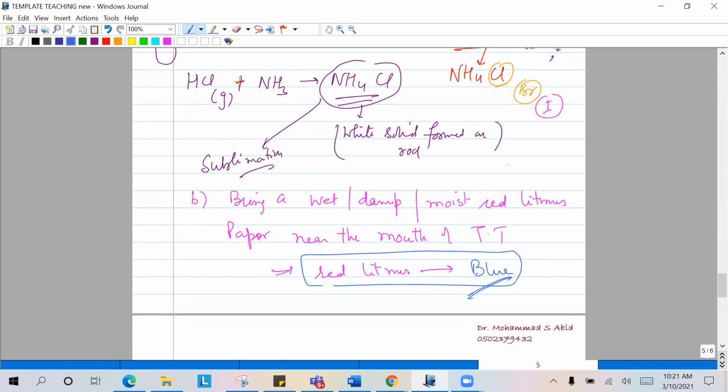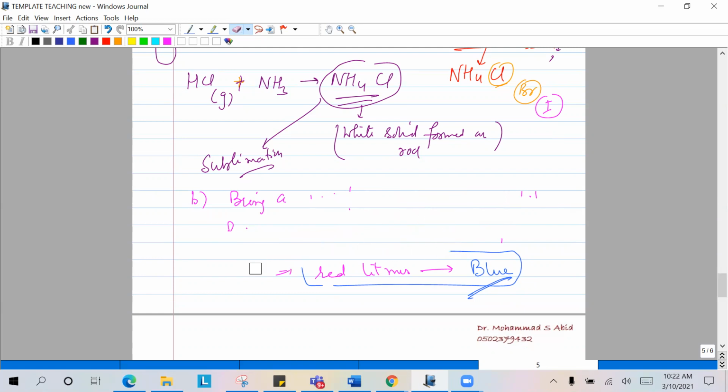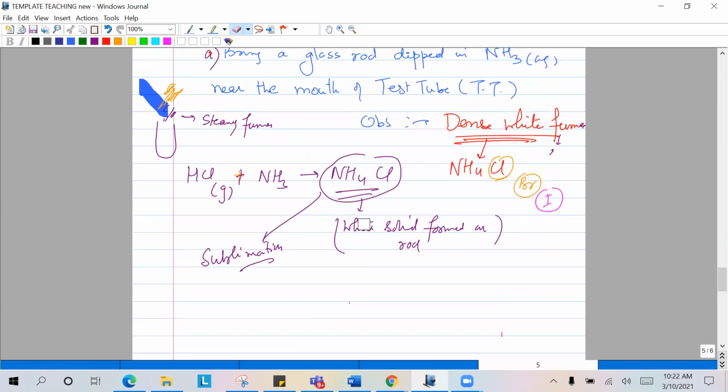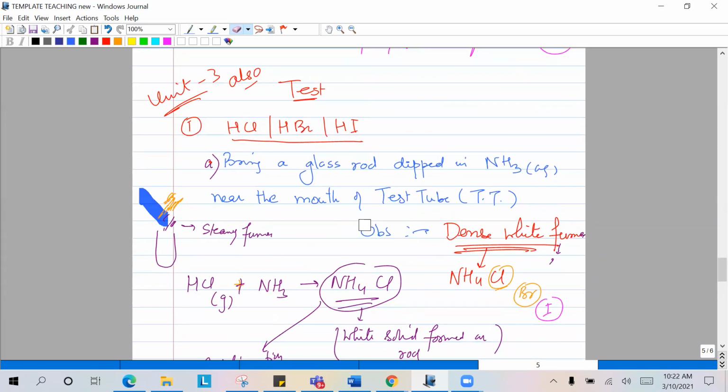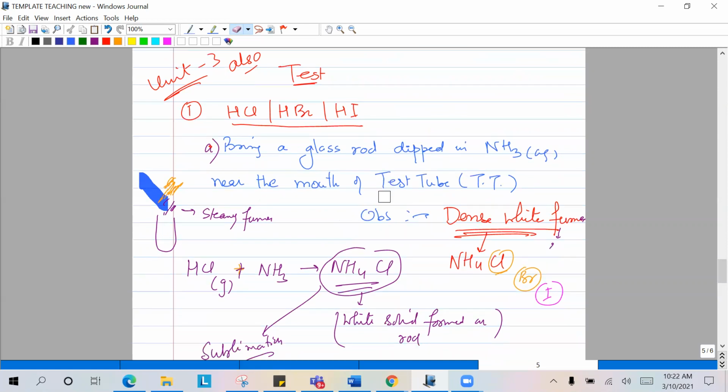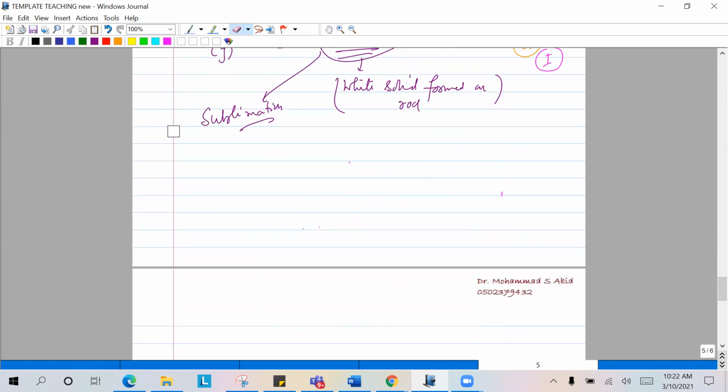No, I'm doing it wrong. You don't bring a rod dipped with a red litmus paper. That is for ammonia. You bring a rod dipped in ammonia. There's no need for this. This is a test for ammonia. You are testing HCl. So this is enough. Bring a glass rod or a paper dipped in. That's enough. I was thinking we are testing ammonia. You are testing for HCl. So this is enough.